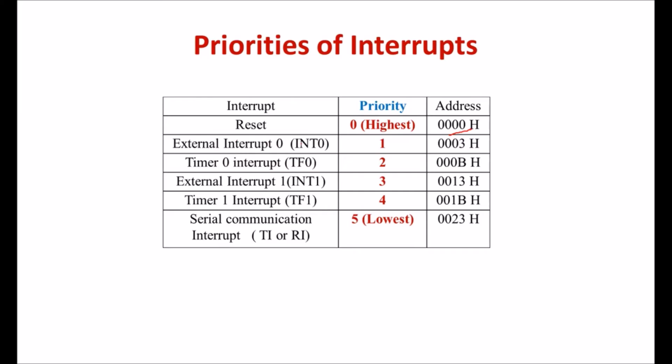External interrupt INT0 has priority 1. Timer 0 interrupt has priority 2. External interrupt 1 has priority 3. Timer 1 interrupt has priority 4, and serial communication interrupt has the lowest priority, that is priority 5. So if more than one interrupt occurs simultaneously, the microcontroller provides service to the interrupts according to their priorities.